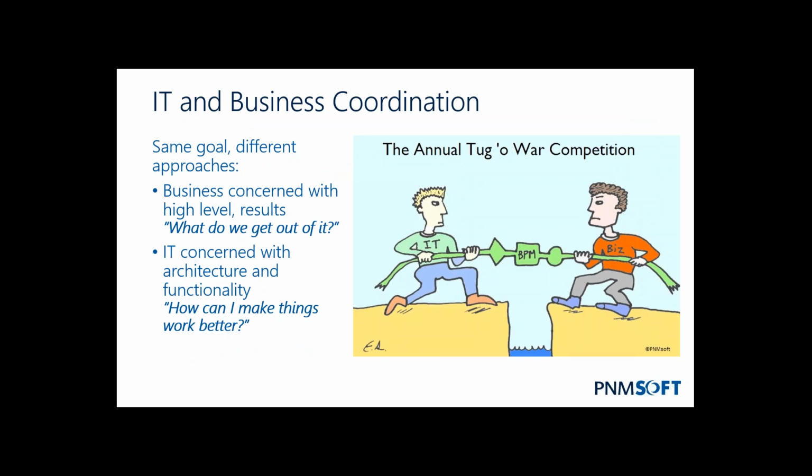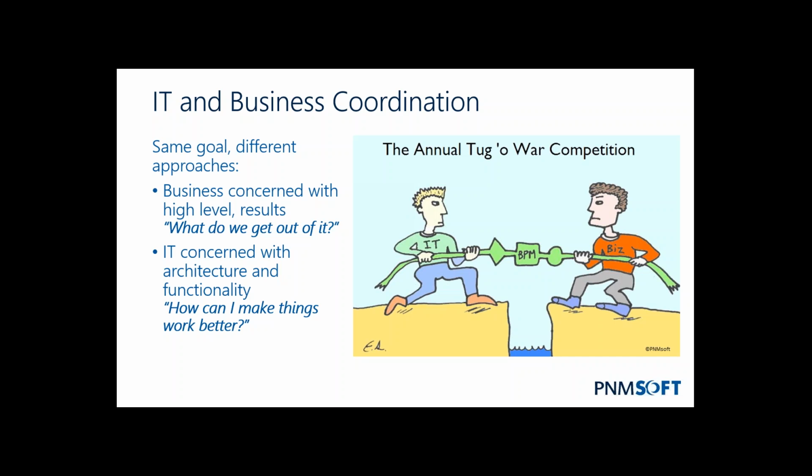Both of these types of people have the same goal. They're both interested in the success of their organization, but they come at that goal from very different angles, and they're essentially coming from two different kinds of worlds. Business people tend to be concerned with high-level results. They tend to ask questions like, what do we get out of it? What's the end result? What's the goal that we're looking to achieve? IT people tend to be concerned more with how you get to that goal. What's the functionality of the solution? What's the architecture? How can I make things work better?